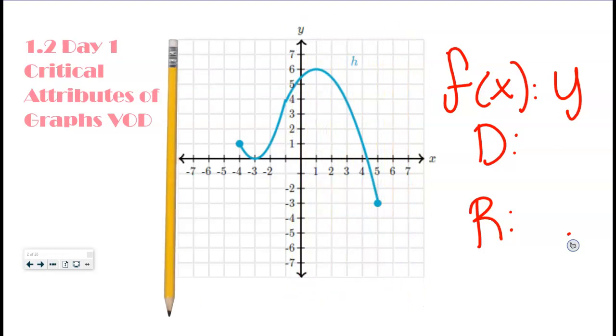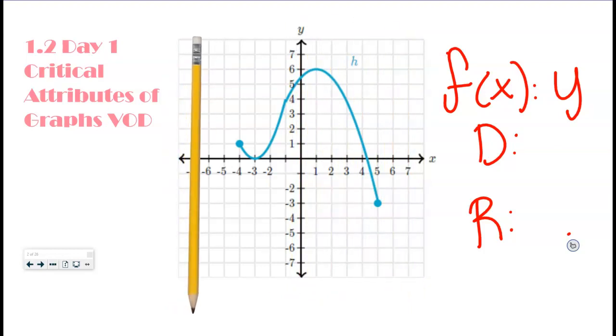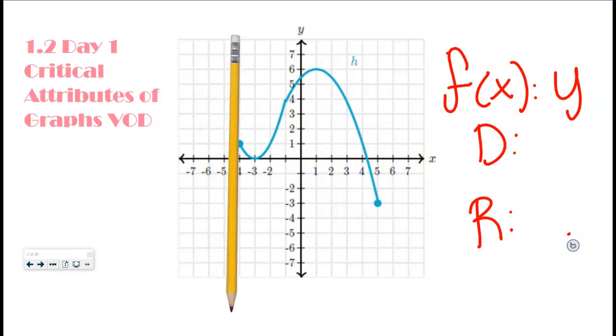Let me do that again. So as I scan, I'm scanning, boom. Right there is the first thing that I land on. That is going to be a -4, and that -4 has a closed dot. So your domain is going to start at the -4. And notice that I do have a bracket because it's part equal.